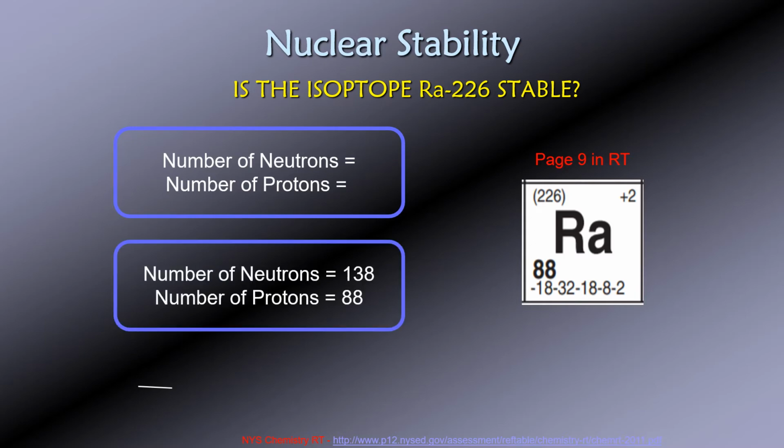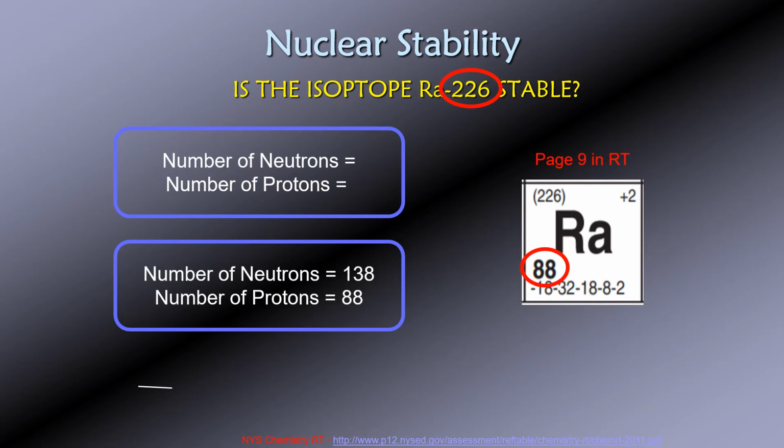So our number of neutrons is going to be 138 because we do the mass number, which is 226, minus the atomic number, which is 88. And that will give us 138 neutrons. That's how many neutrons this isotope has. And then your number of protons, as we mentioned, is going to be 88 because that's the atomic number.